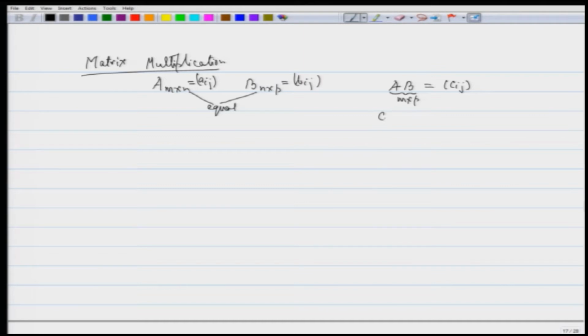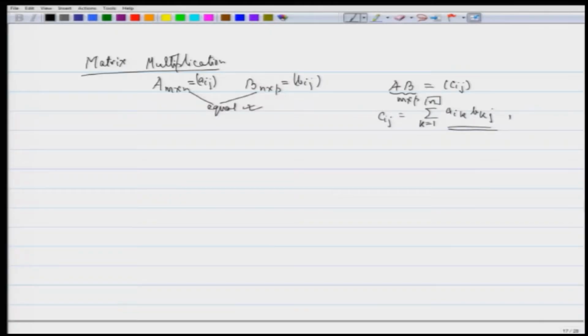c_ij was nothing but the summation over k equal to 1 to n. This n was the one that was here, a_ik b_kj. So, we have to remember this formula also, this is very, very important, but at the same time there are other multiplications also which we wanted to understand. So, let us look at other things once more.